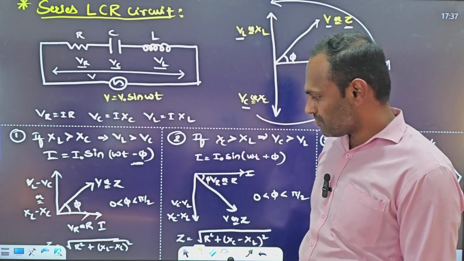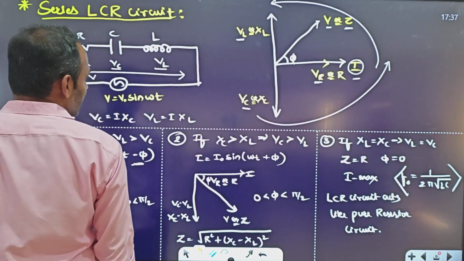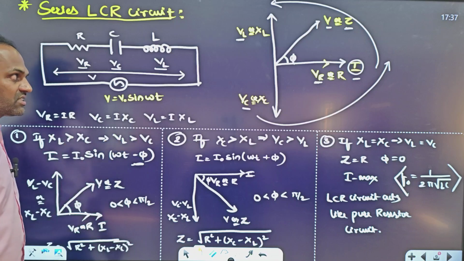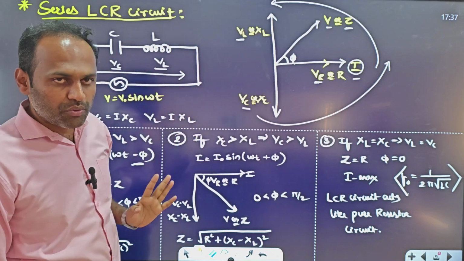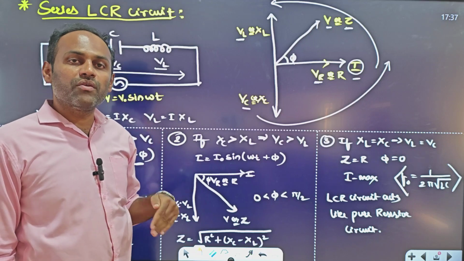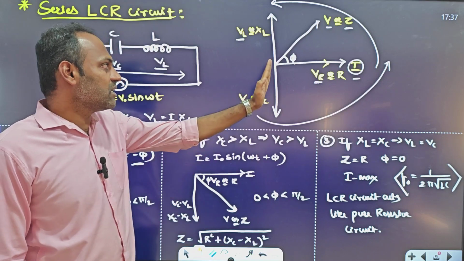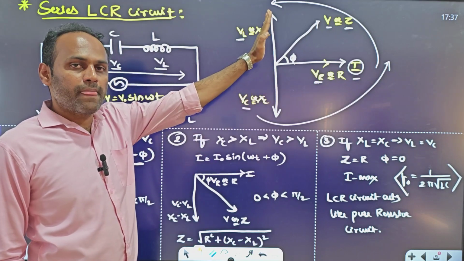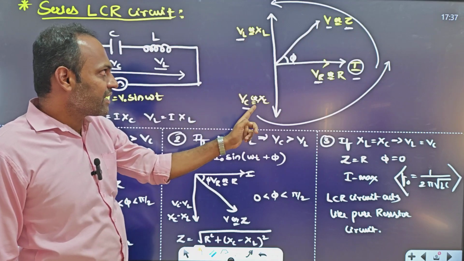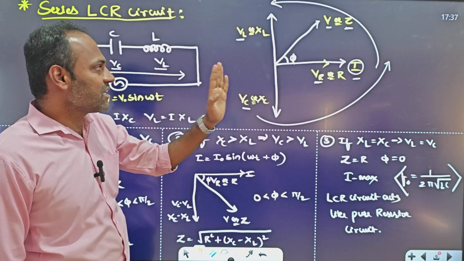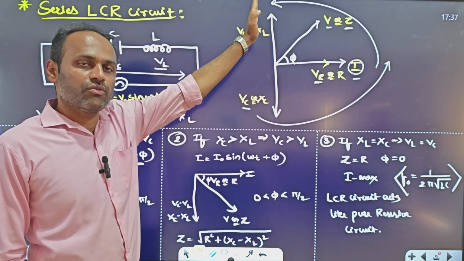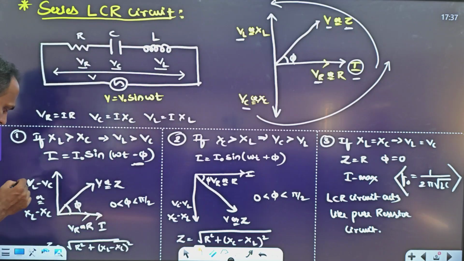Okay, here what happens? See, VL is greater than VC. Since VL and VC both are opposite in direction, resultant will be VL minus VC. And in which direction it will be? It will be along VL. Since XL is greater than XC, resultant will be XL minus XC, and which is greater? XL is greater. That's why the resultant will be in positive y direction. That's what we have shown here. VL minus VC or XL minus XC along a positive y direction.